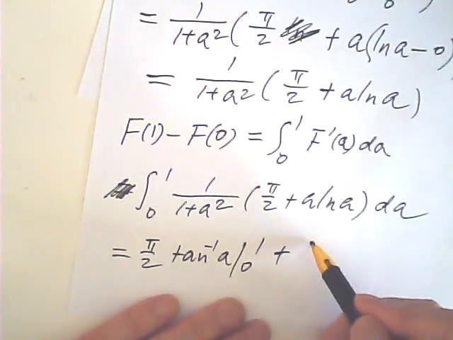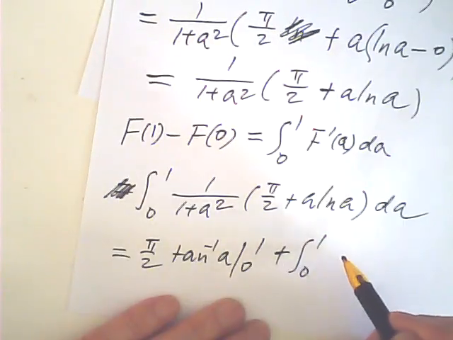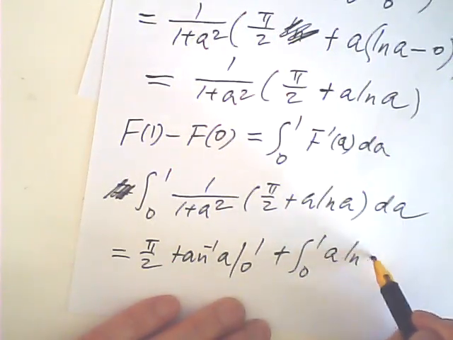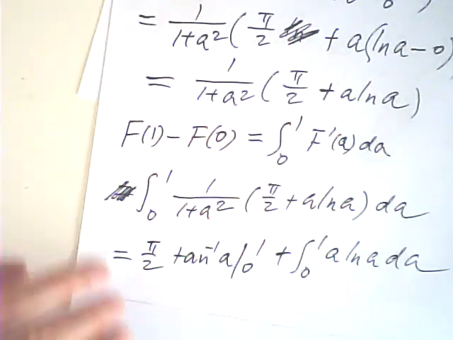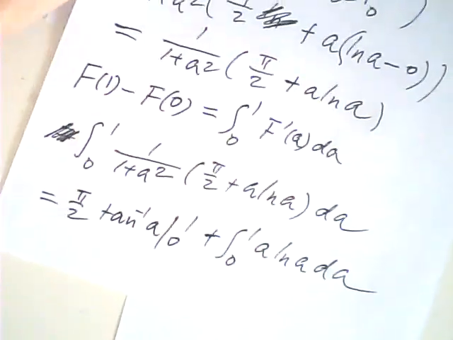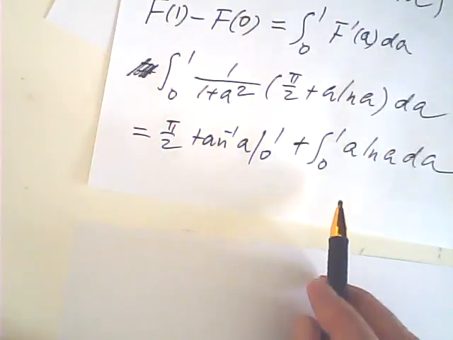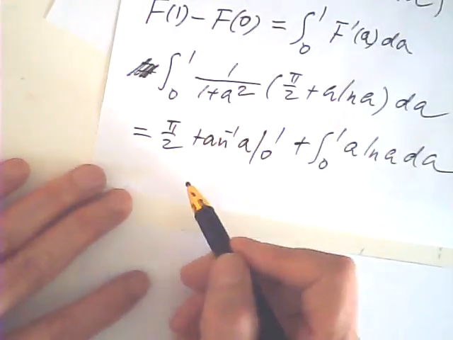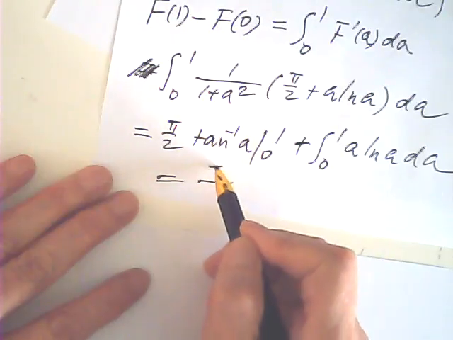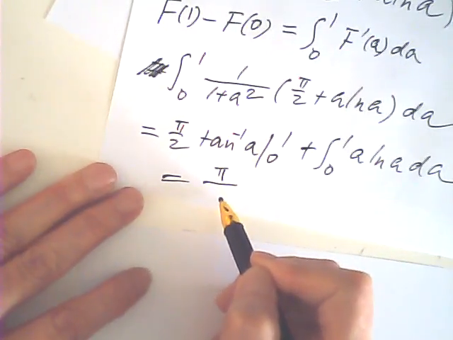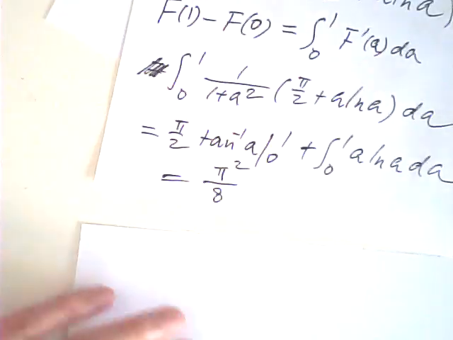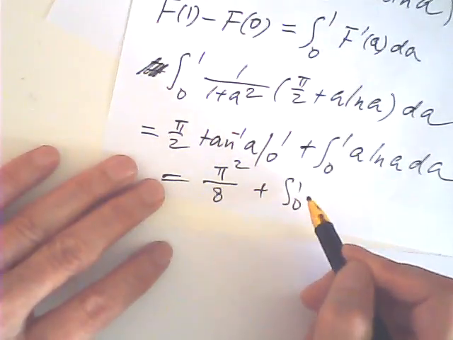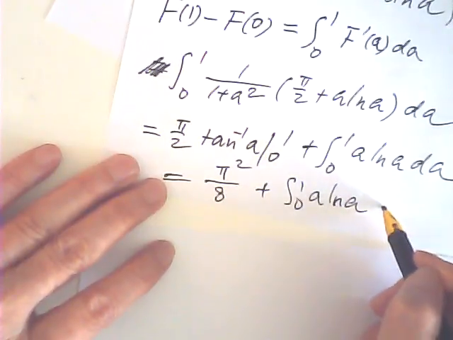The second one, a log a da. Okay, now this one is easy. This is a quarter pi, this becomes pi squared over 8, plus this log a da.